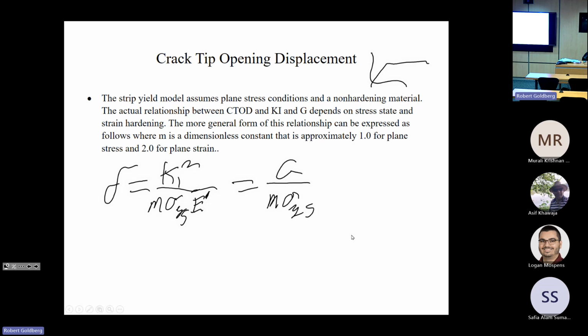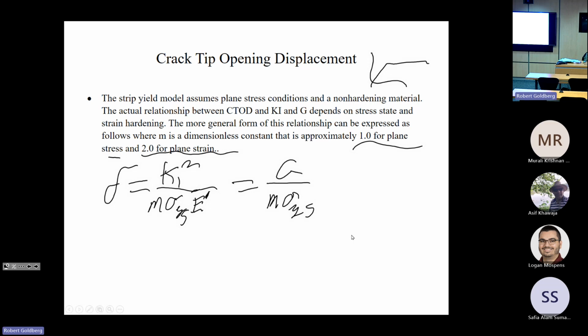So M's a dimensionless constant that's approximately 1 for plane stress, approximately 2 for plane strain. And if your stress state is somewhere between plane stress and plane strain, then this M term is somewhere in the middle. But it's just a way to take this expression and make it more generalizable for non-idealized loading conditions.